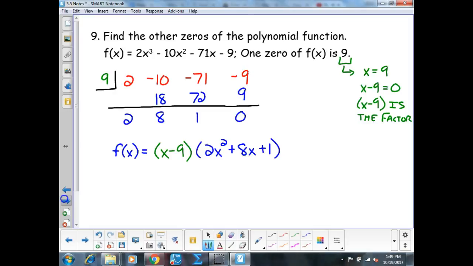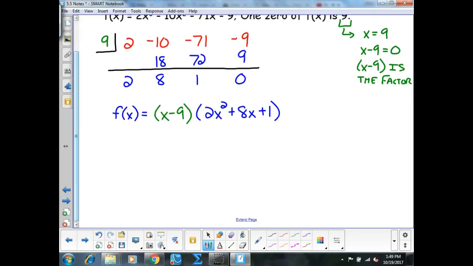Can I factor the divisor 2x squared plus 8x plus 1? No, it is not factorable. But I need to still find those zeros because that's what it's telling me to do. So I go right to my next step: set the factors equal to 0. On this one, we got 9, which is the one that was given to us in the problem. But how do I solve that other one?